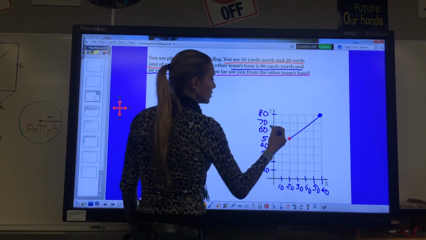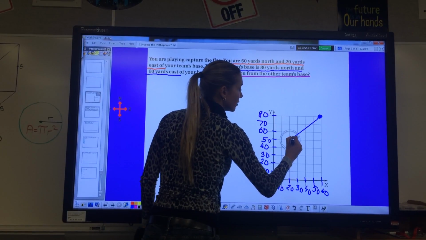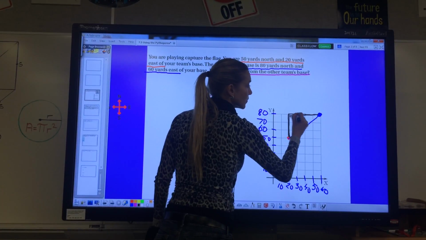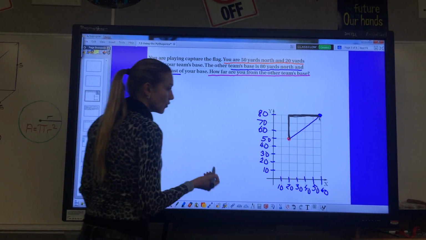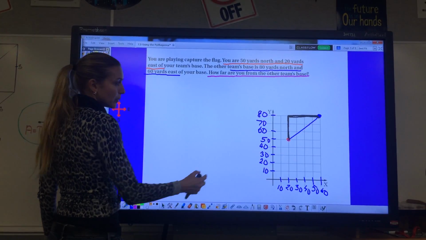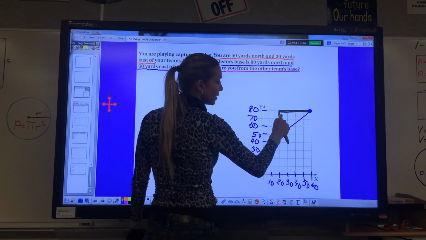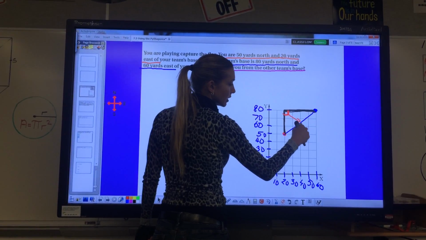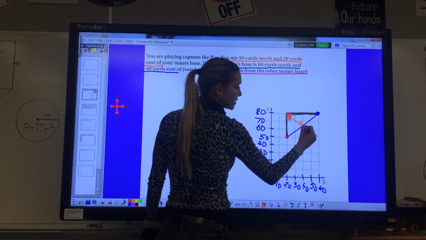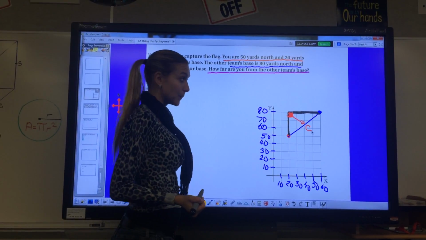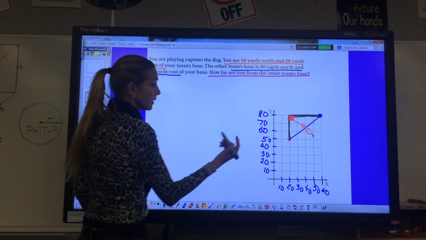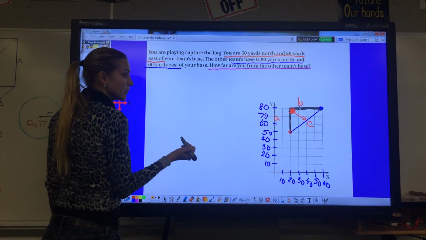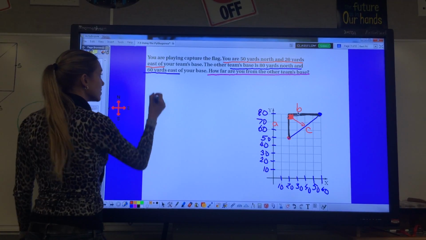So I want to know if I can create a right triangle in here. Let's see. If I follow these lines, here's what I just created, a perfect right triangle. Remember, these are squares, right? Squares create a right angle. So this is my right angle. If this is the 90 degree, this is my hypotenuse. That's my C. If this is my C, that means this is going to be A and this is going to be B. Pythagorean theorem says A squared plus B squared equals C squared.